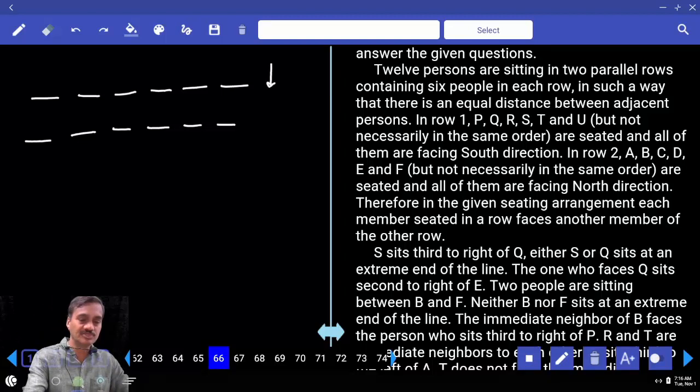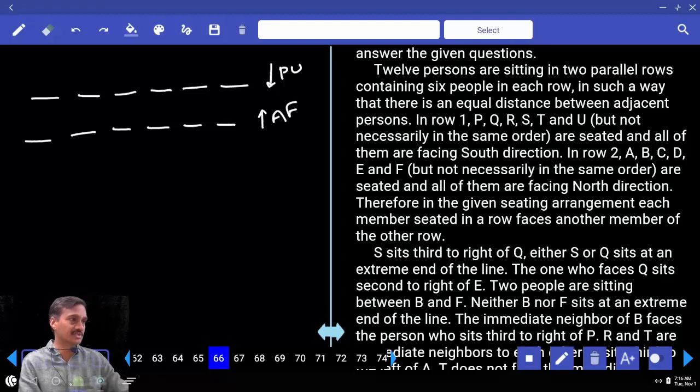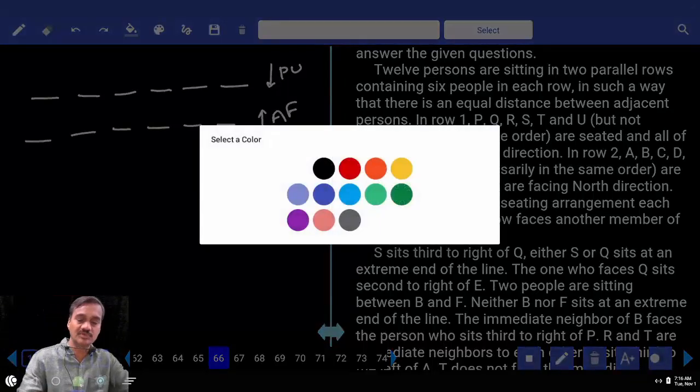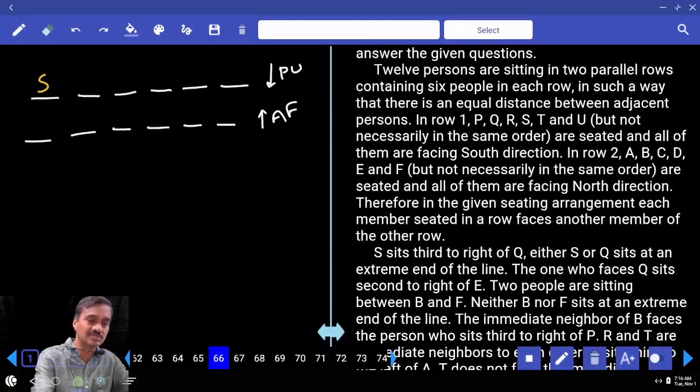These P, Q, R, S, T, U are facing towards south. And here A, B, C, D, E and F are the 6 persons who are facing towards north. Then coming to the first information, S sits to the right of Q. Either S or Q sits at an extreme end of the line. S sits to the right of Q, and what are the different possibilities?